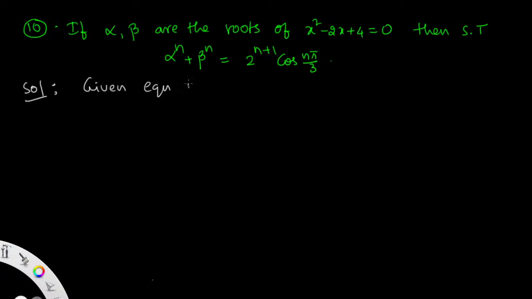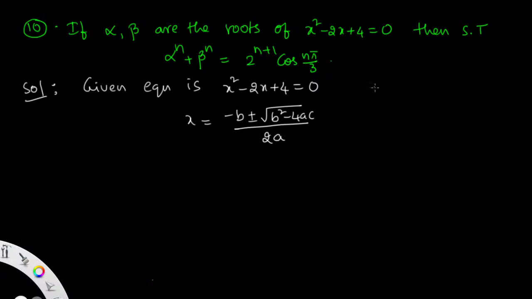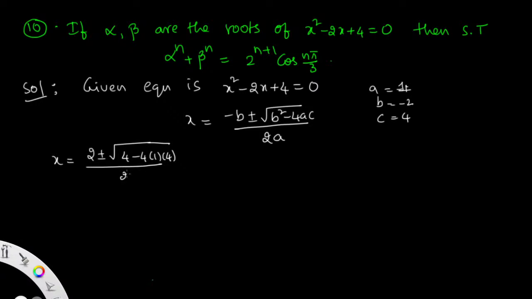Given equation is x square minus 2x plus 4. Directly by factorization, the values are not coming. That's why we are going to use the formula: minus b plus or minus root over b square minus 4ac by 2a. Here a equal to 1, b equal to minus 2 and c equal to 4. So then substitute: x equal to 2 plus or minus root over 4 minus 4 into 1 into 4, by 2a, 2 into 1.